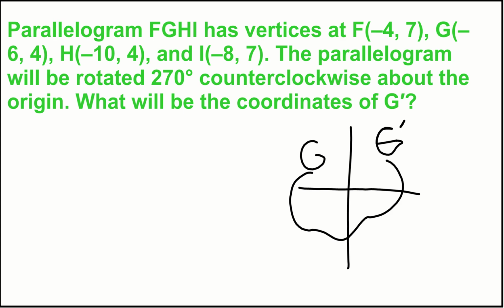Okay? Then, if we had -6, +4, a 90-degree turn goes to 4, 6, 180 goes back to 6, 4, 270 changes it back to a 4 and then a 6, and it's positive, positive, so it's +4, +6. Okay? Any questions on that?